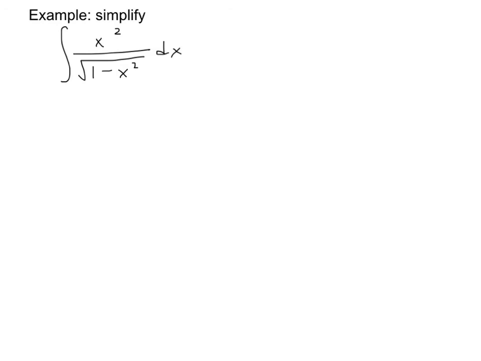So the first thing to do is to set up the substitution. Because it is constant minus variable, it's going to be a sine substitution.